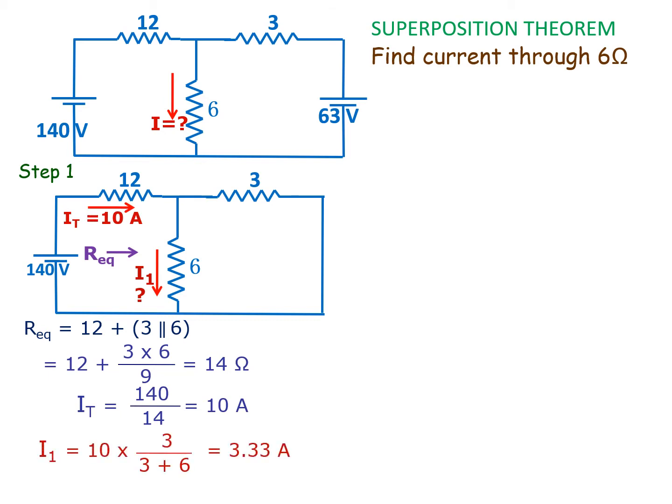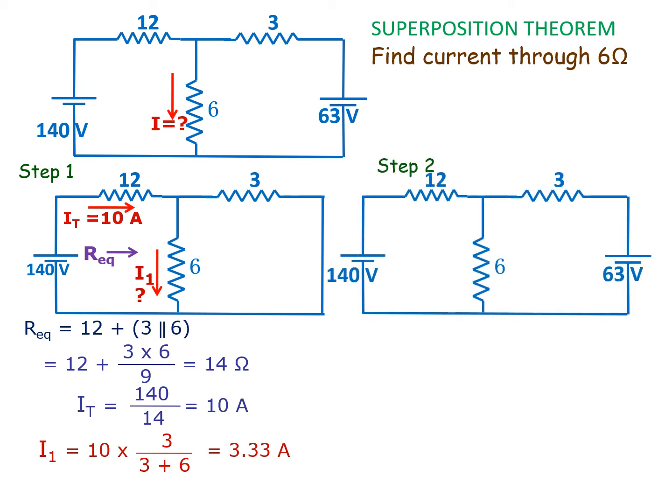Now apply the current divider rule. Find out the I1 through 6 ohms. It is 10 into the other resistance 3 divided by 3 plus 6. You get 3.33 amperes. Now coming to the second step.